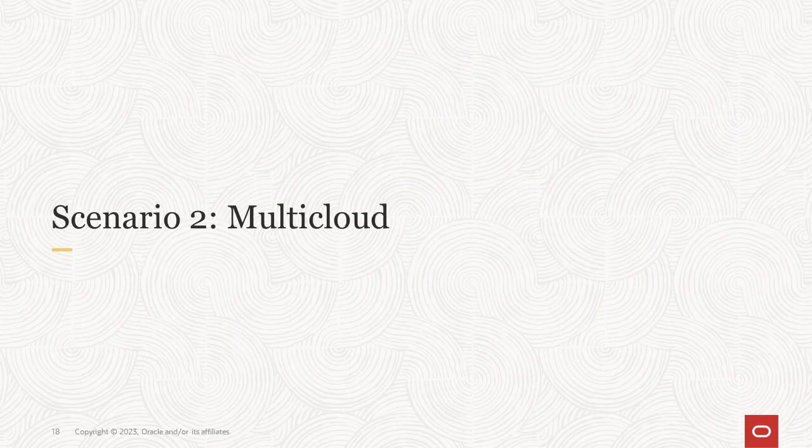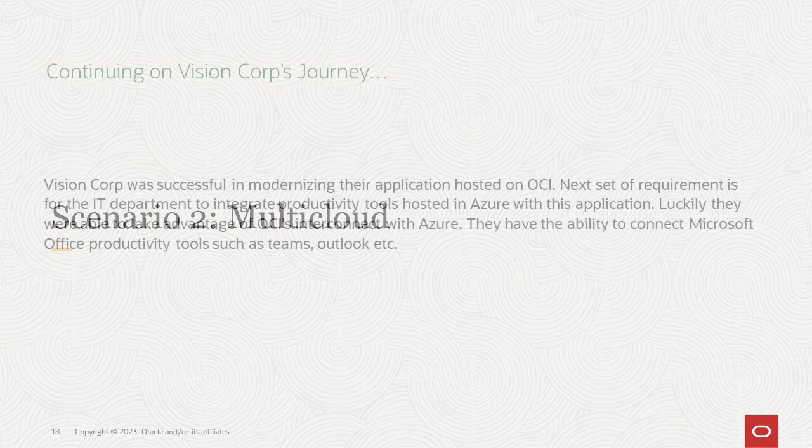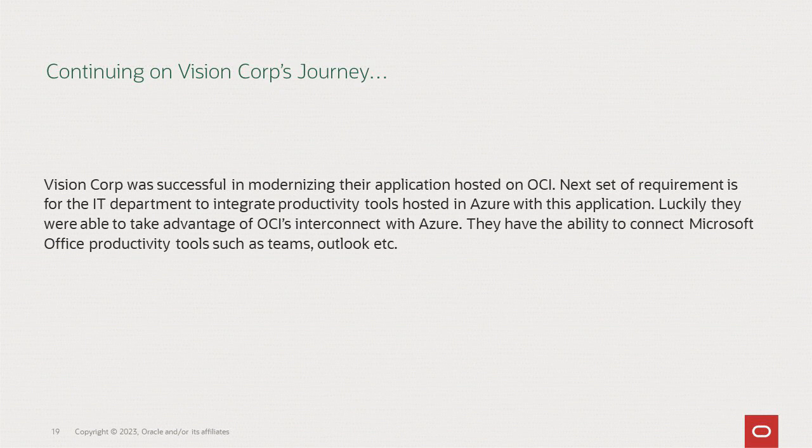Thank you, Joey. So now we're going to talk about the next level of multi-cloud. The idea now is that you're in OCI and perhaps you want to use tools in someone else's cloud that you're used to, you just like better, and it's something that you want to do. In this case, we're going to use the example of where you've set up some things in OCI, Vision Corp, and now you want to use some productivity tools, you know, like Outlook 365 or whatever, directly in Azure.